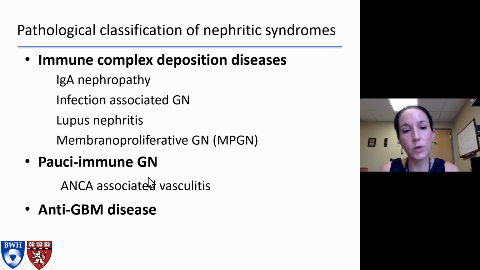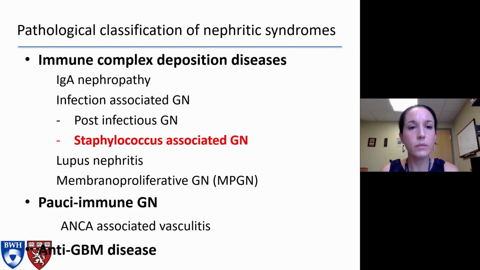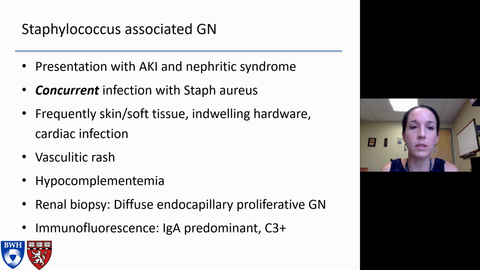As I said, post-immune GN is associated with ANCA-associated vasculitis, where there's nothing on the immunofluorescence, even though you have a crescentic GN on the biopsy. And then anti-GBM disease is also unique because you see linear IgG staining along the glomerular basement membrane, so quite a distinct pattern that indicates the presence of anti-GBM disease. So this particular case comes in under the infection-associated GN, which takes in post-infectious and staphylococcal-associated GN.